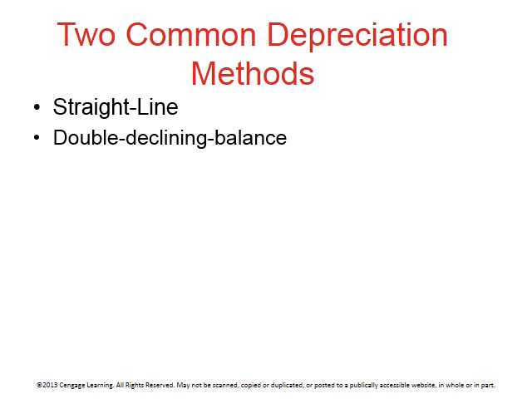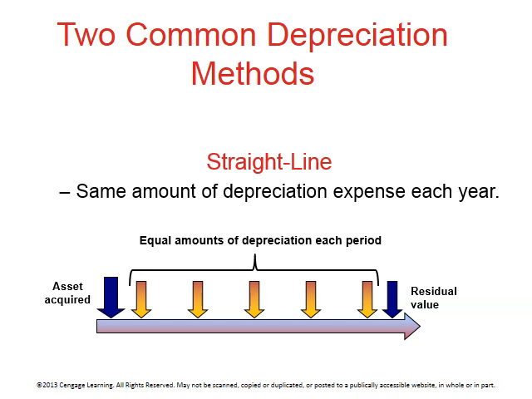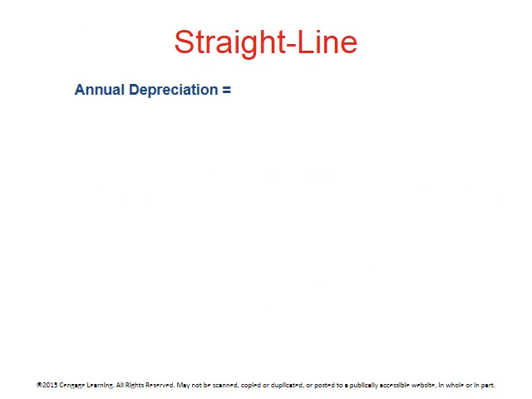So 2 common depreciation methods is straight line. Straight line is what it says it is. So if you're going to depreciate $100,000 over 5 years, it's $20,000 a year, straight line. Double declining balance is a more accelerated method of calculating depreciation where you would recognize more depreciation up front. So as we mentioned, straight line, same amount of depreciation expense each year. $100,000 over 5 years, $20,000 a year.